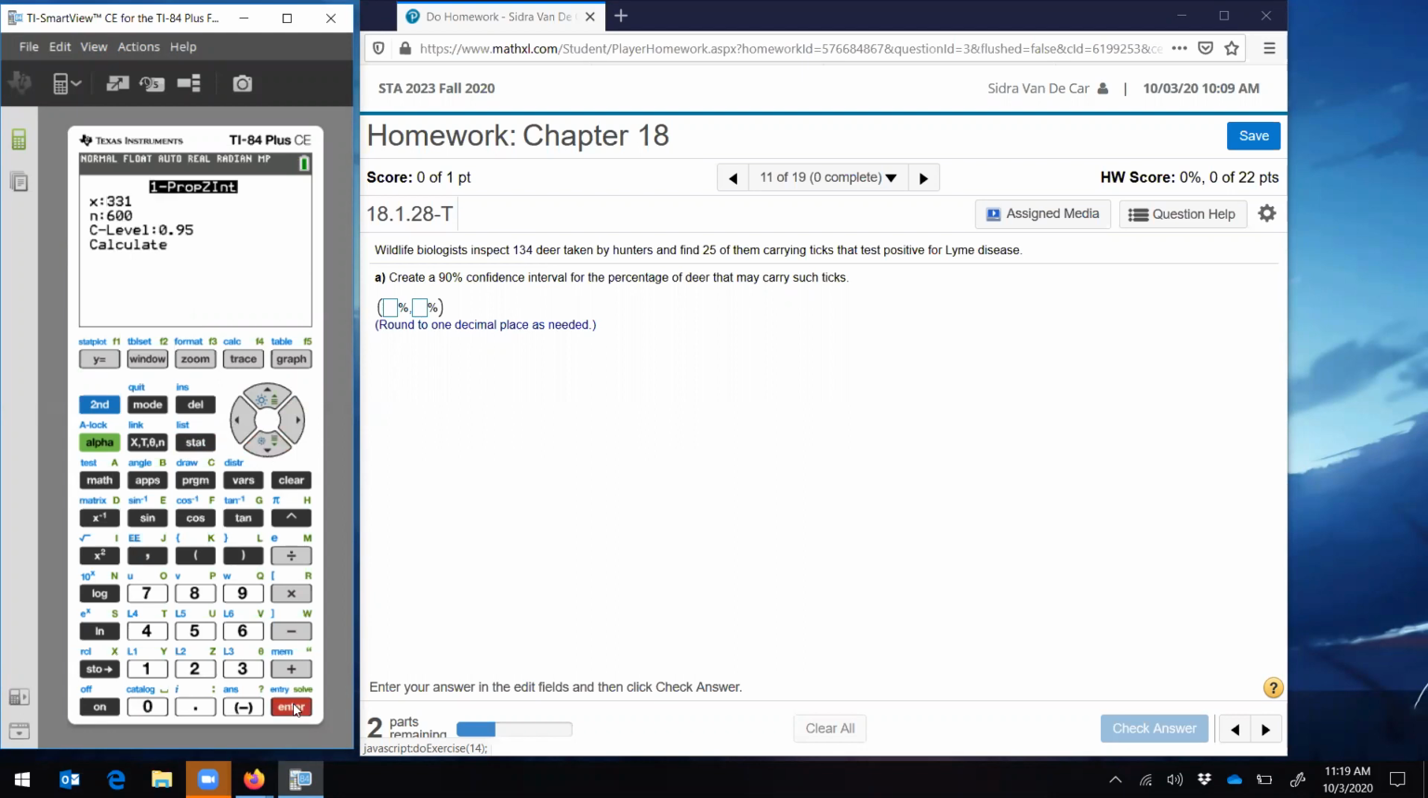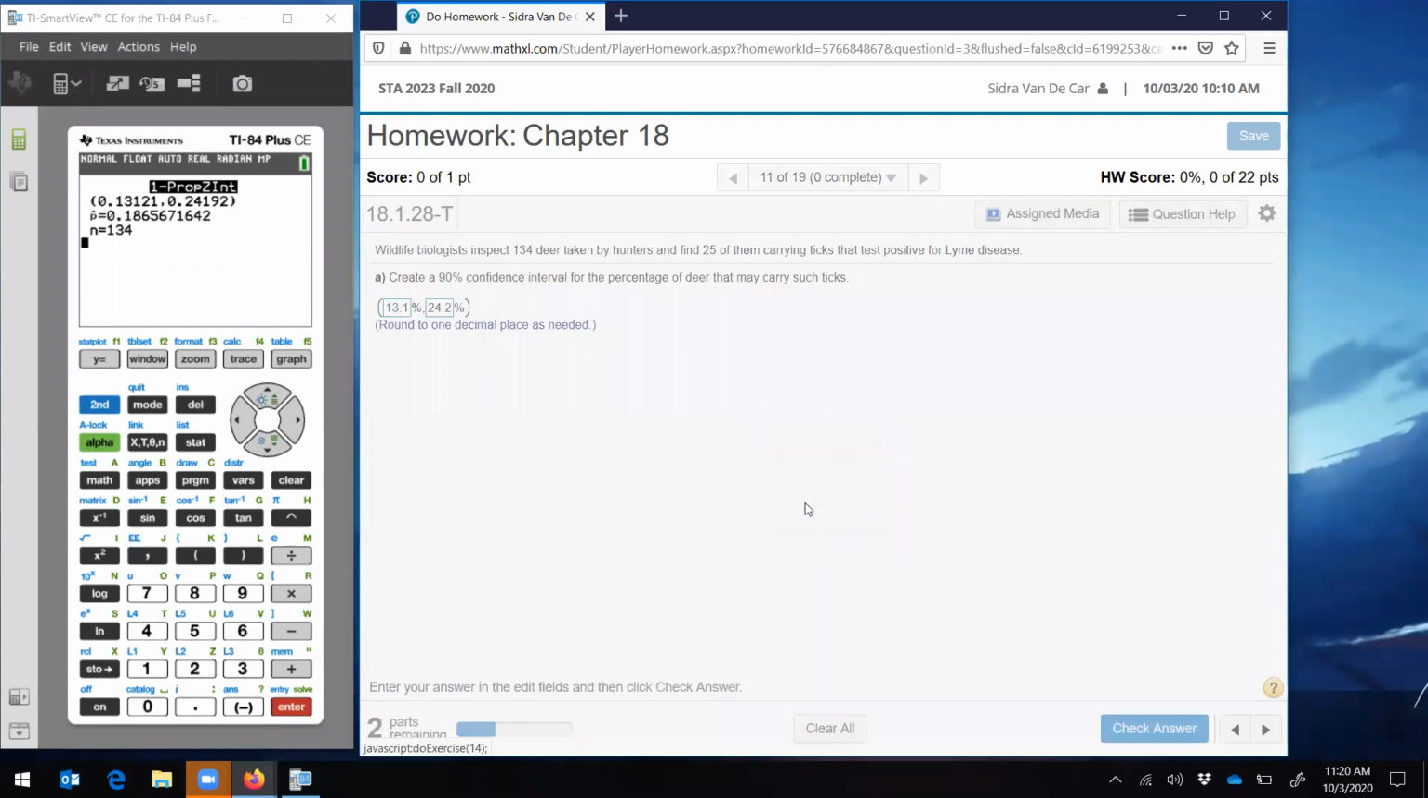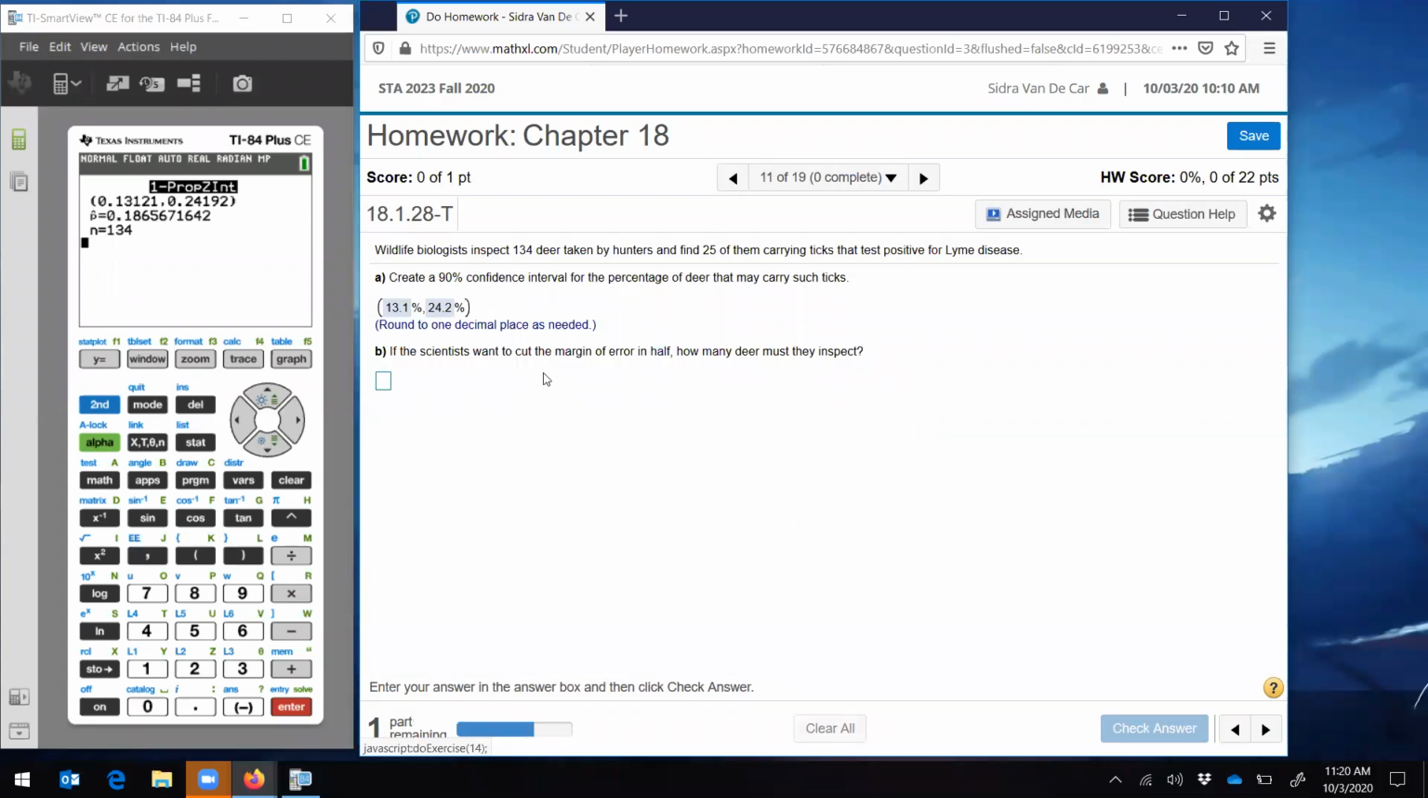And I am plugging in 25 out of 134 with a 90% confidence, and we get 0.1, so 13.1 to 24.2. If the scientists want to cut the margin of error in half, oh, okay.